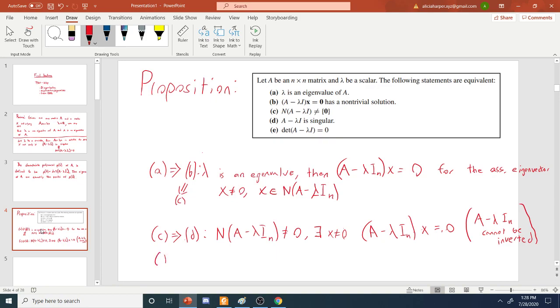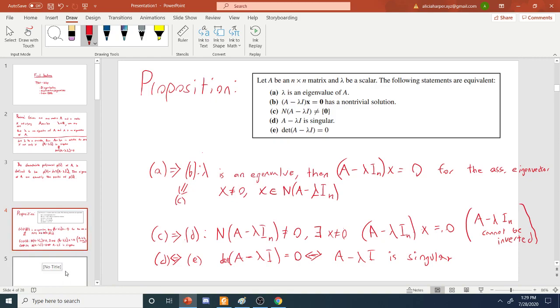And finally, for D implies E, in fact, it's a bidirectional implication. We've already shown much earlier in the course that the determinant of a matrix is equal to 0 if and only if A minus lambda times I is singular. So this is really a bunch of trivial statements that are connected together by things we talked about earlier in this course.